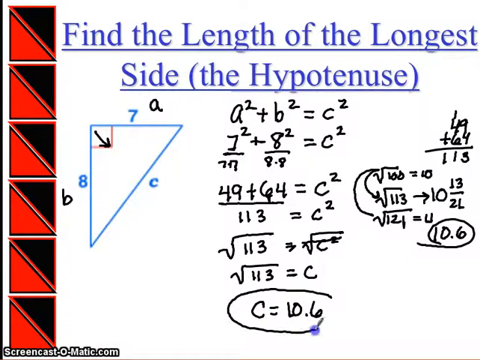This is the only length that this side of the triangle could be in order for this triangle to have that right angle.